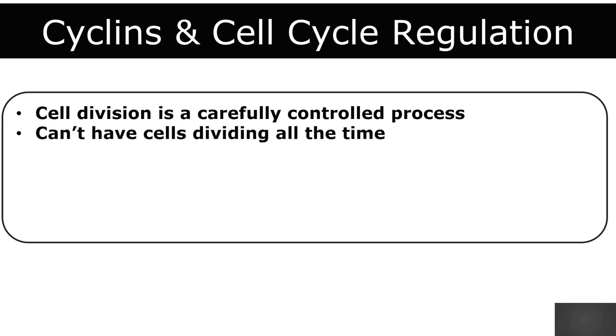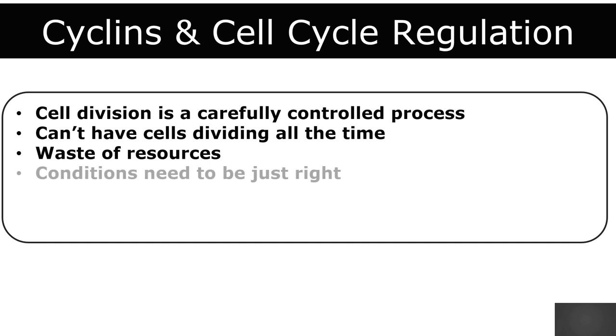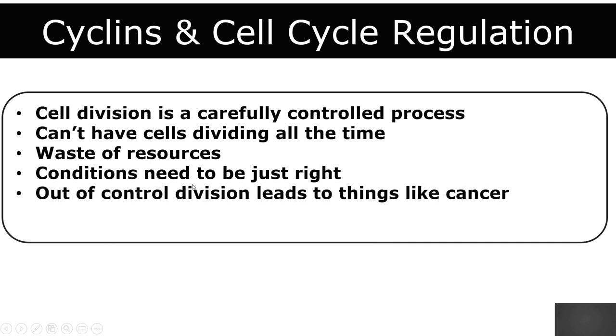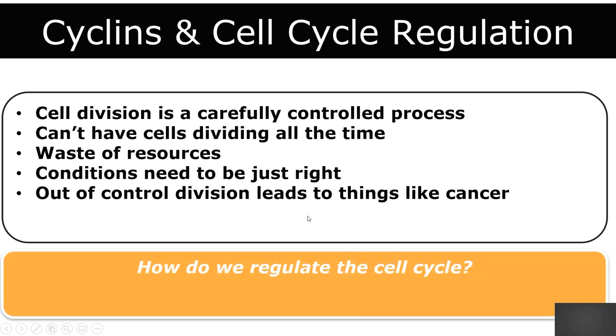All right. So, cell division is a pretty heavily controlled process because you can't just have cells dividing all the time willy-nilly. First of all, you don't want to be growing if conditions are bad. So say you're a plant and there's no sun or no water. You don't want to be wasting your resources on cell division when there isn't enough resources around to support that. The conditions have to be just right to promote cell growth. And when we have out of control cell division, it leads to things like cancer, which we'll talk about in a little bit. So how do we regulate the cell cycle?